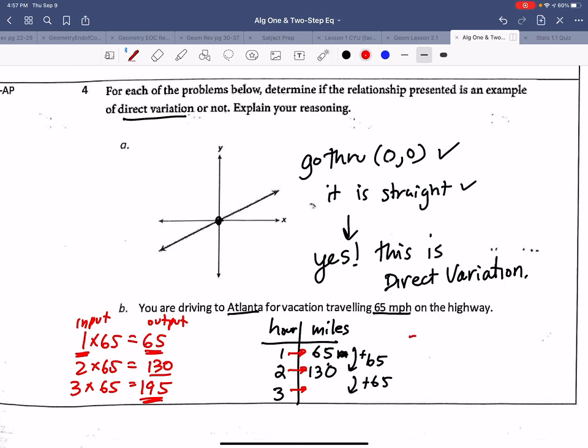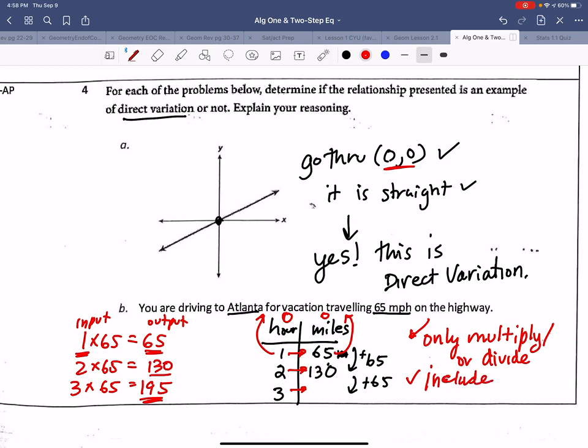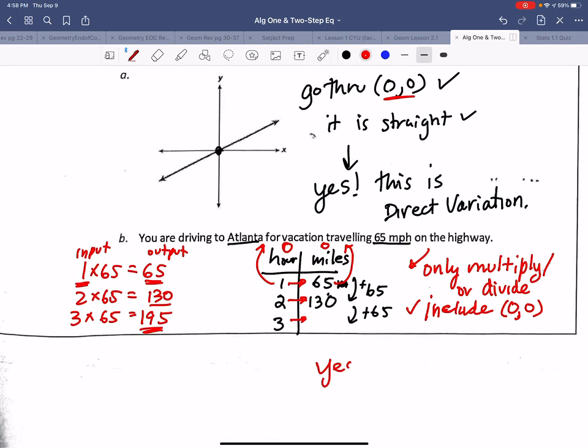So one of the criteria is only multiplying or dividing, because if I go backwards, I'm dividing. And I'm doing that, so that's one of the criteria. I also need to check the 0, 0. So if I think backwards here, if I go 0 hours, have I gone 0 miles? Yes, this would include 0, 0 in the number. So I'm going to say, yes, this is an example of direct variation.